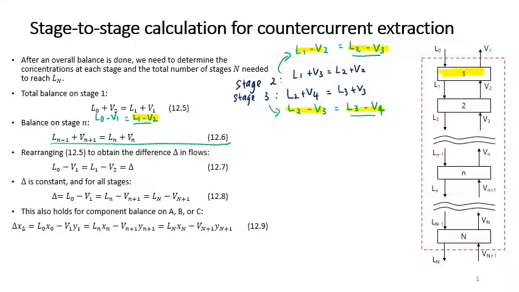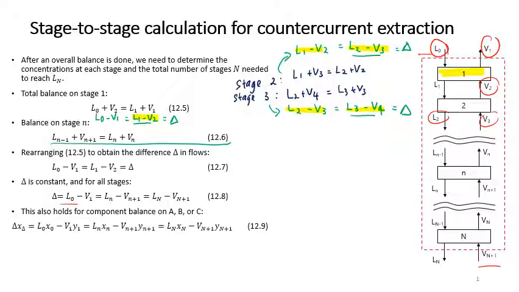It means that this delta equals this delta equals this delta here. So the delta, the difference in the flow rate of L0 and V1, equals the difference in the flow rate of L1 and V2 and L2 and V3, and so on and so on. It's a constant for all stages. So this is for the total flow rate of liquid, I mean for the solvent and feed flow rates, because we don't have a vapor flow rate here. V is the solvent phase and L is the carrier phase.